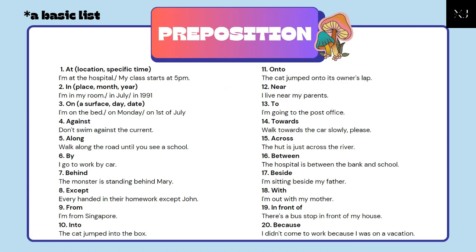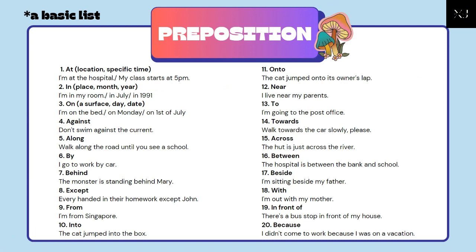Against, don't swim against the current. Along, walk along the road. By, I go to work by car. This homework was done by Janet herself. I almost said himself for Janet. Oh my god. Okay, I'm sure you all know behind. The monster is standing behind Mary. Except, oh my goodness, my typo. I'm supposed to type everyone handed in their homework except John. Sorry about that. Okay, and then next we have from.